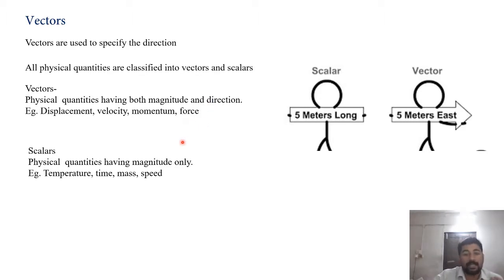The second case is scalar. A scalar is a quantity which has only magnitude. Some physical quantities of this kind are temperature, time, mass, speed. Remember that all physical quantities you learn in physics are either a vector or a scalar. In the case of motion, we normally deal with quantities like displacement, velocity, momentum, acceleration, etc. These are all vectors, so we have to know vectors in detail to understand motion in detail.